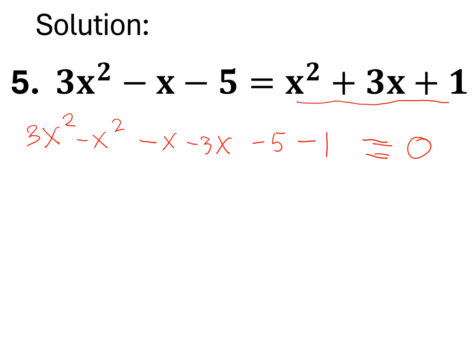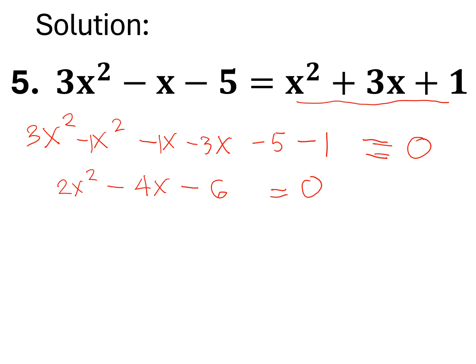Next, combine like terms. This becomes 3 minus 1, that is 2x squared. Then negative x minus 3x: like signs, so we just copy the sign, then add. 1 plus 3 is 4, so this is negative 4x. Then again, combine like signs: copy negative, then add, so that is negative 6 equals 0.